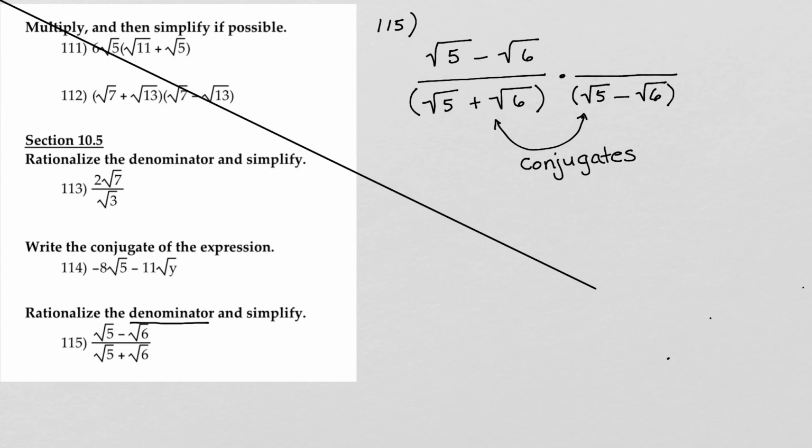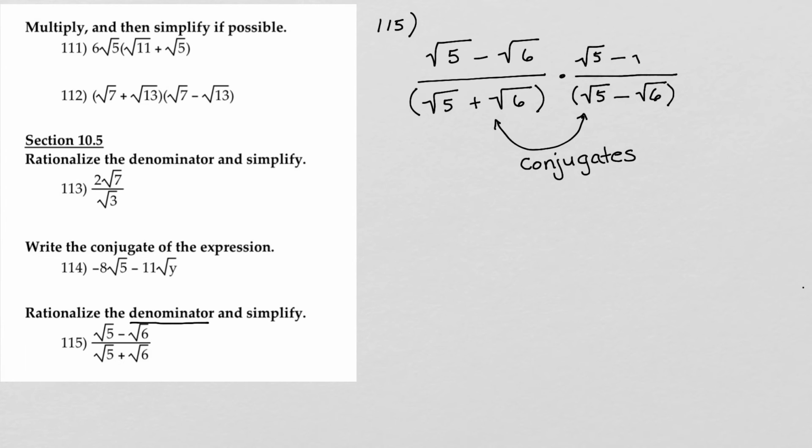So I looked at the denominator and I multiplied by the conjugate of that denominator. So when I multiply the denominator by square root of 5 minus square root of 6, then I have to do the same thing to the numerator because I really don't want to change the quantity. I just want to reformat the number.